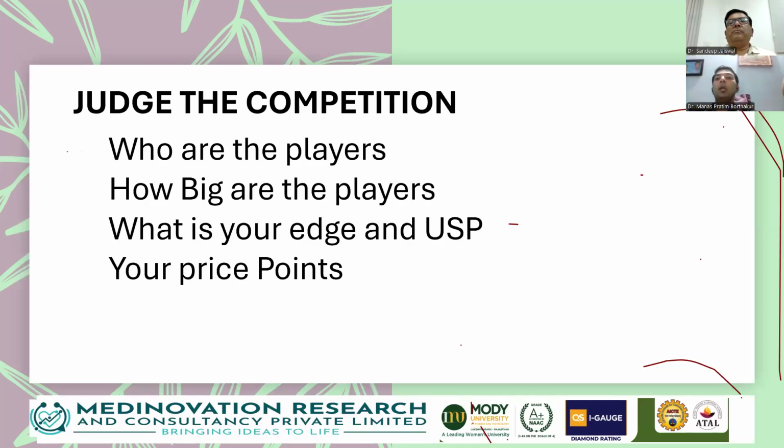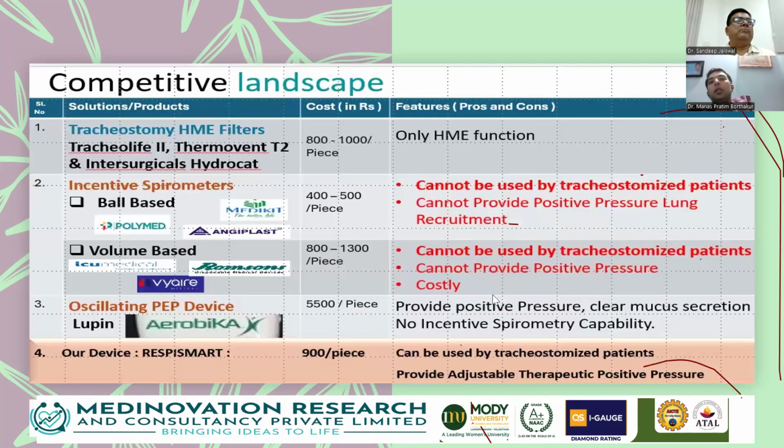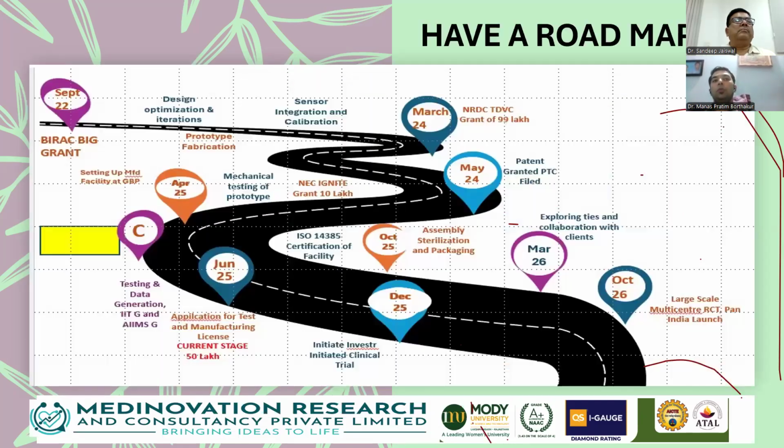If they are very, very big, you have to try to understand their collaborative stance for your product. You have to approach them so that with their expertise, you can benefit as a separate identity. You have to see what is your edge, what is your USP for your product, what are your price points. So all these things you have to understand. For us, we did the competition analysis, what was there, what were the price points, and the features, pros and cons of those products. So those researches you have to do.